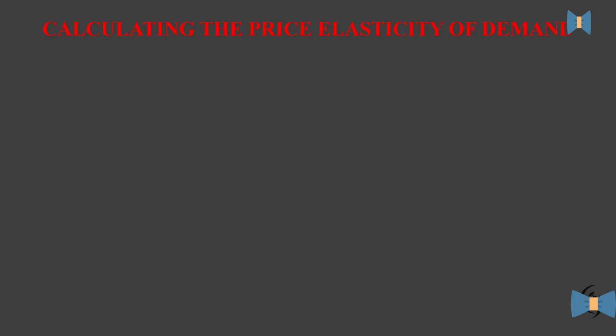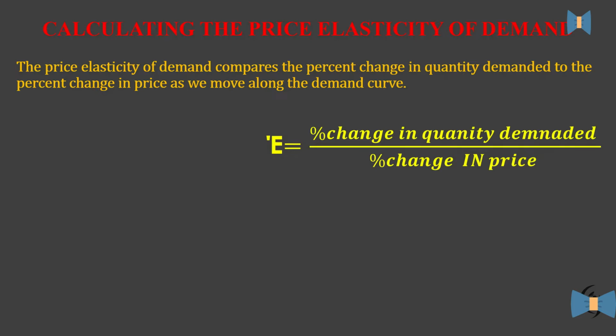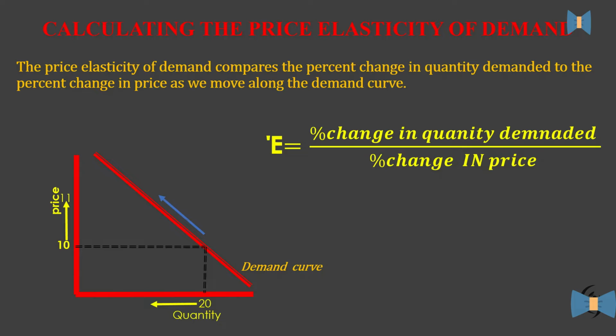computed as the percentage change in quantity demanded divided by the percentage change in price. The price elasticity of demand compares the percentage change in quantity demanded to the percentage change in price as we move along the demand curve. For example, this is the demand curve. At the initial price of 10, the corresponding quantity demanded was 20. The price increases from 10 to 11. The quantity demanded decreases from 20 to 15.